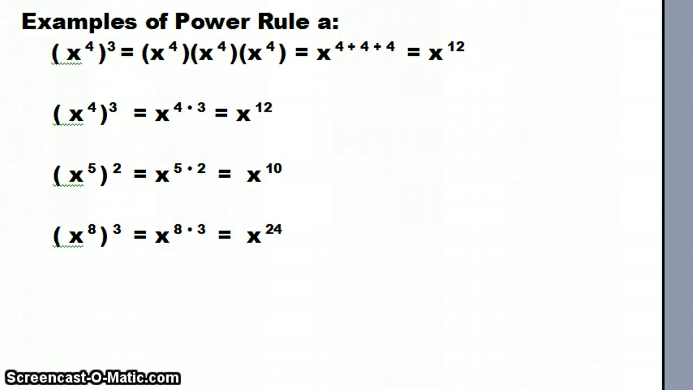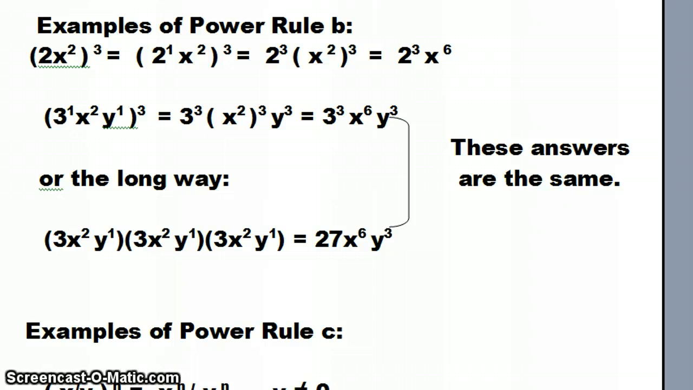The simpler way to do it using this power rule, though, is multiplying the 4 and 3 and getting 12. The next example, x to the 5th to the 2nd power, we multiply the 5 and 2 and get 10. X to the 8th to the 3rd power, we multiply the 8 and 3 and get 24. Power rule B is similar.